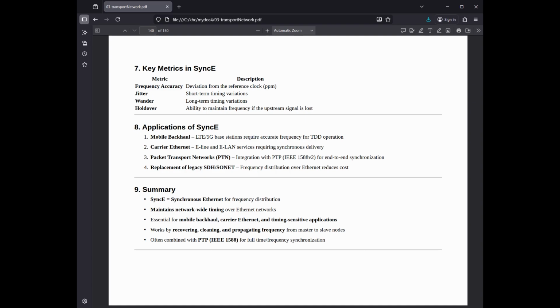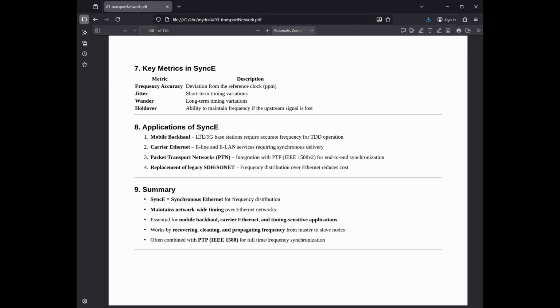Summary table. SyncE metric comparison. Frequency accuracy: focus is precision, constant; primary cause is the quality of the oscillator, PRC/EEC. Jitter: wobble, 0.1 seconds; electronic noise/PHY artifacts. Wander: drift, 0.1 seconds; temperature changes in fiber/hardware. Holdover: survival, hours/days; loss of primary clock source.